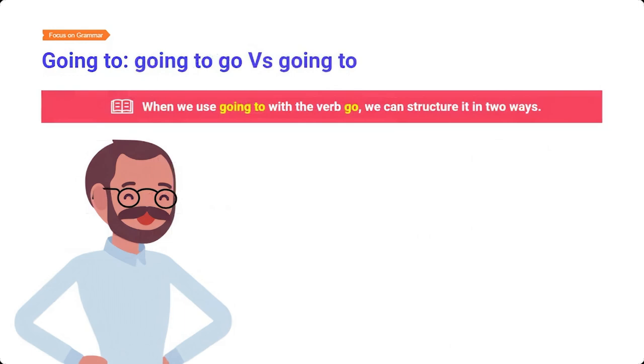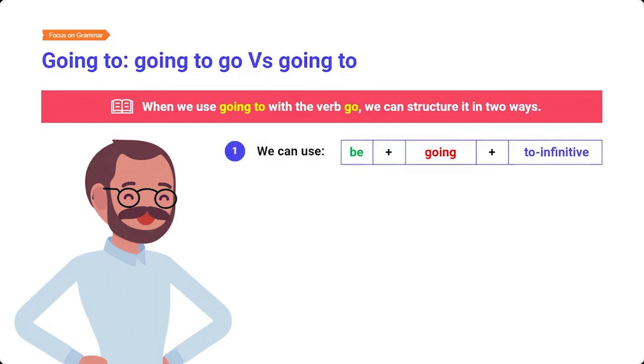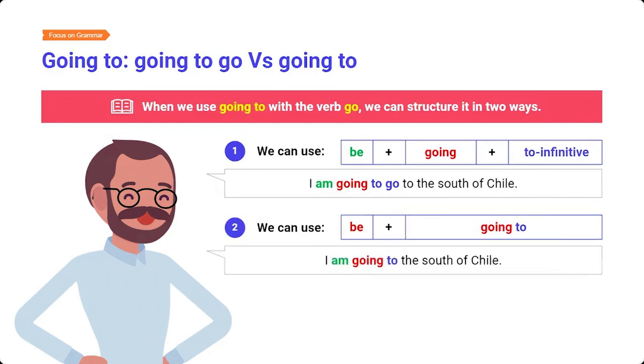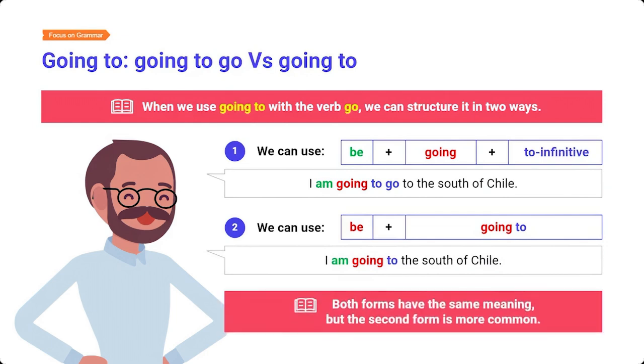When we use going to with the verb go, we can structure it in two ways. We can use be plus going plus to infinitive. For example, I am going to go to the south of Chile. Or we can use be plus going plus to. For example, I am going to the south of Chile. Both forms have the same meaning, but the second form is more common.